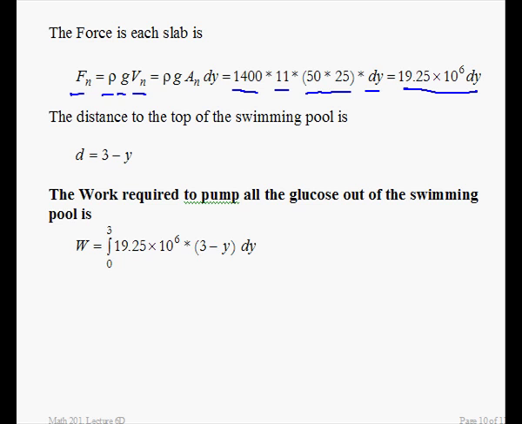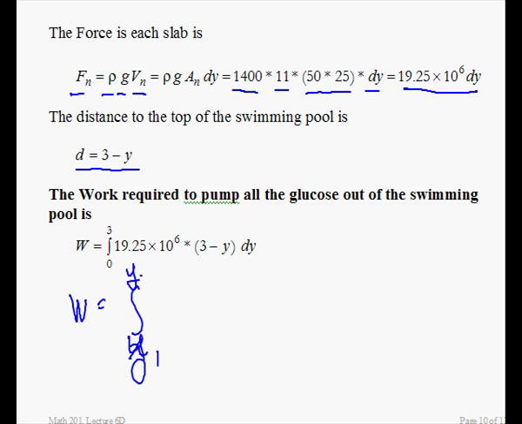Now I need the distance to the top of the swimming pool. This is 3 meters. It's just straight 3 meters, so we don't have a complexity there. But you see, if you had one with a shallow and a diving end, it would be different. So now what's the work going to be? The work is going to be this integral.